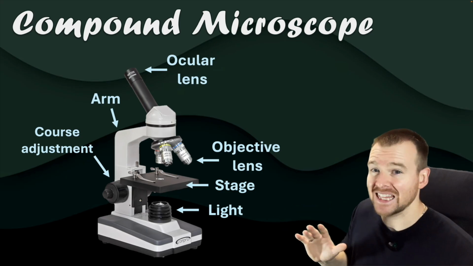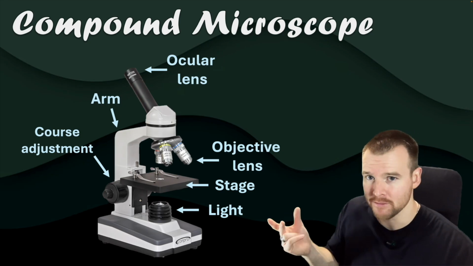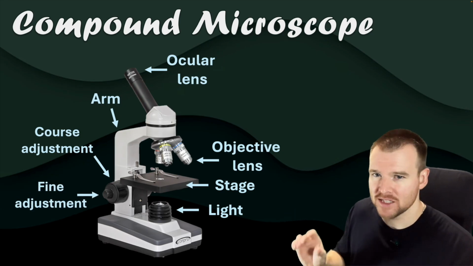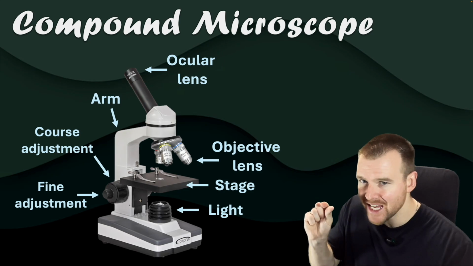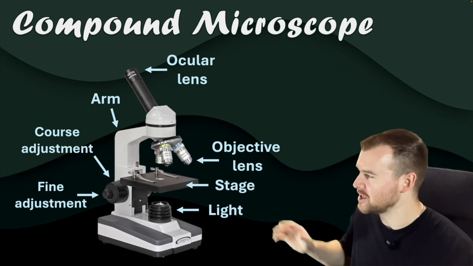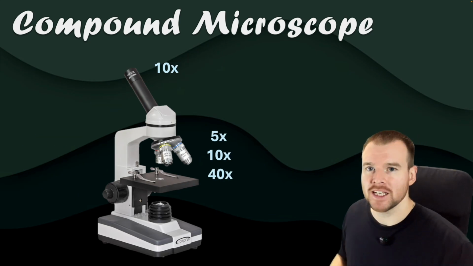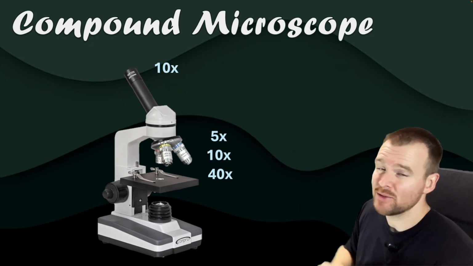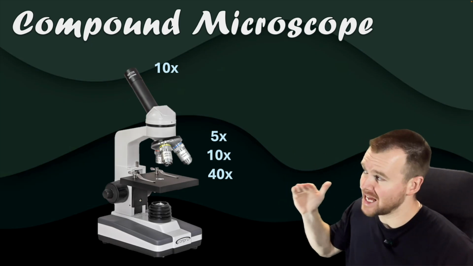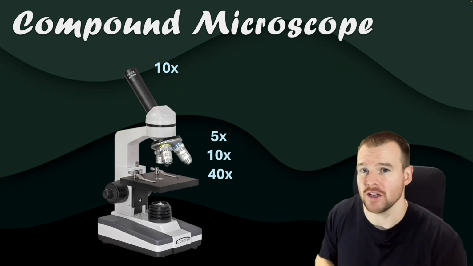Usually only use that at low power objective lens. But then the fine adjustment, when you're on that high powered lens and you just want to make tiny little adjustments, then you use the fine adjustment there. So the ocular lens usually is going to be 10 times, but we could have options, maybe a 5, 10, and 40 are pretty common options for the objective lens.